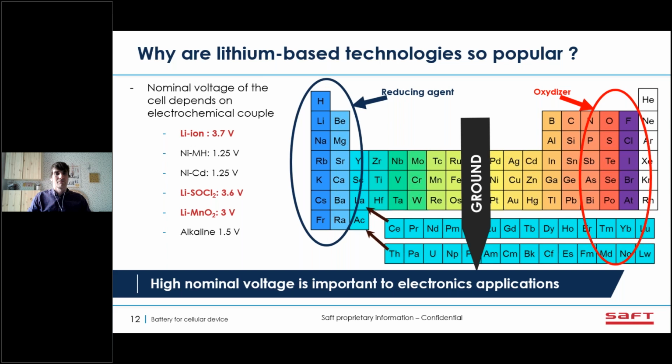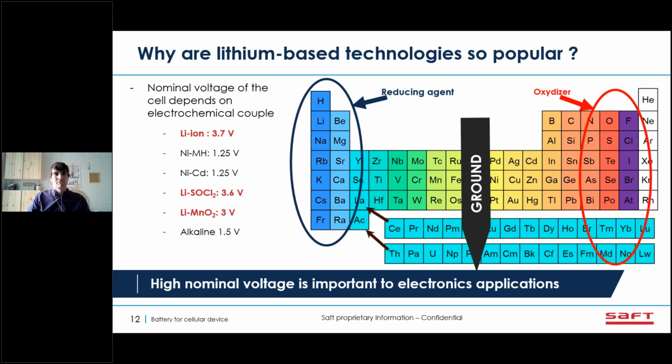If you have a look at the periodic table of elements, the nominal voltage, or the level of voltage, and the level of the energy density will depend on the chemistry of the anode and the cathode. So there are many different kinds of nominal voltage for the cell depending on this electrochemical couple. The stronger the reducing agent and the oxidizer agent, the higher the energy density will be.